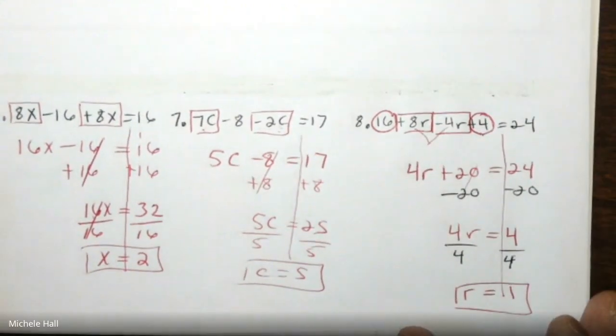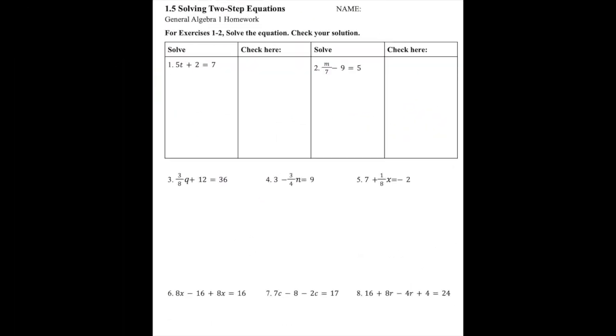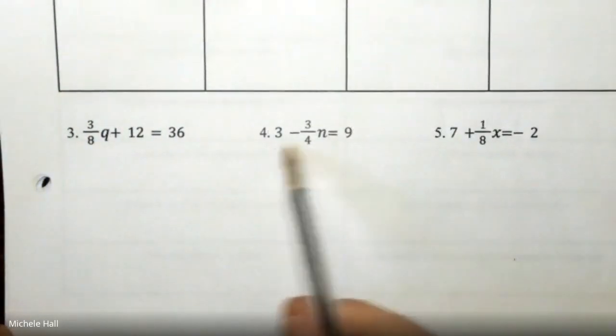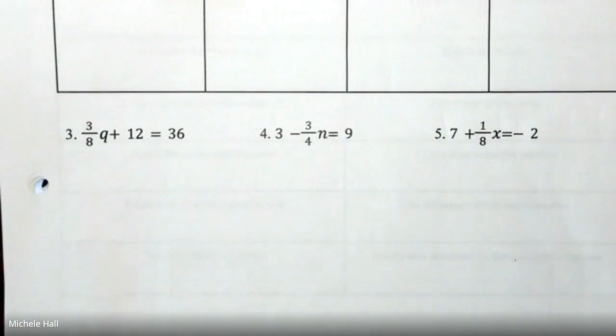Okay, here we go. Let's do number 4 together. Notice on this paper that you're only checking 2 problems. I'm not asking you to check every single thing all the time. You can if you want to get extra credit, but I just want us to practice it. Okay, let's do number 4. This is a 2-step equation because there's 2 things being done to n.